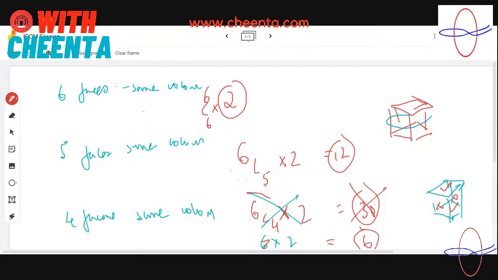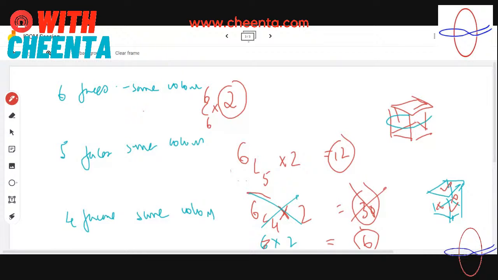So we are choosing the six faces, and six choose six into two colors are possible, so 2 into 2, that is 2. Now for five faces of the same color, we have to choose five faces out of the six faces, and we are multiplying by 2, and it turns out to be 12 such possible arrangements of colors.